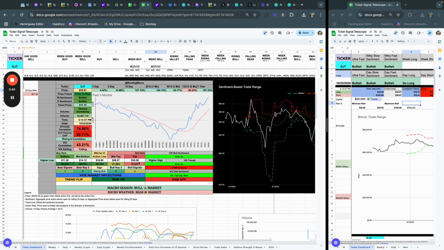Now, the only issue I would see is that we're at $35. We are not that far away from the top of the range, only 10% away. The middle to the bottom, the mid bottom, is at 60% below. So that's a little scary. And the action line is 52% below.